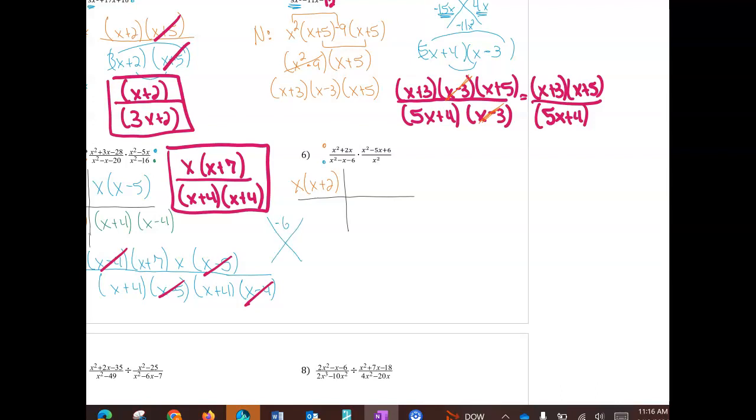I'll need factors of negative 6 that make negative 1. That's a negative 3 and 2. These x's will be enough, I'm really squishing this in here, to make my x squared. So x with a negative 3 will make our negative 3x, and x with a positive 2 will make our 2x. All right, top right.